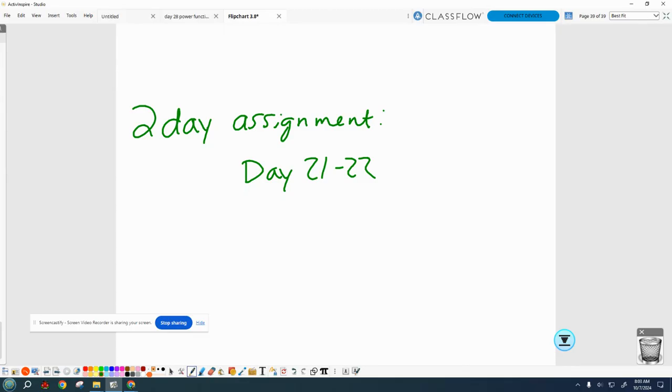So, guys, textbook homework is that 2-day assignment. This is the second day of that 2 days. It's page 162. Amelia, it was 1 to 21, every other odd? Yeah.